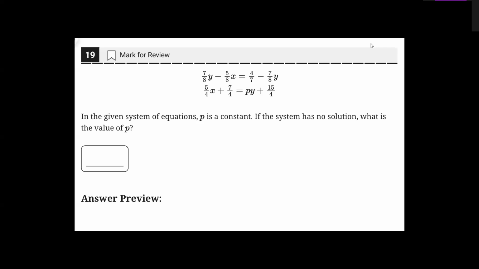This is question 19 from Module 2 Hard of Bluebook Practice Test number 6. In the given system of equations, P is a constant. If the system has no solution, what is the value of P?